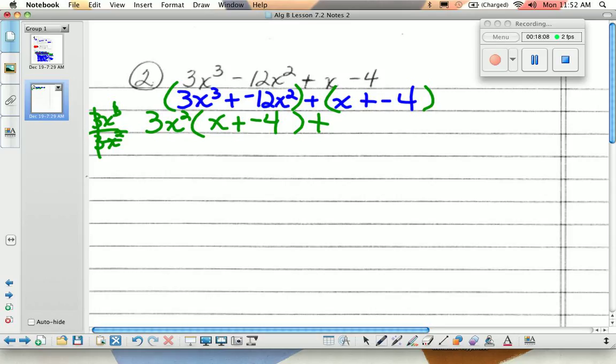What's the GCF of the next group? 1. And we have to write it. Remember how sometimes we actually have to write that GCF of 1. Sometimes we do. So this is one of those times we have to have a GCF, even if it's just 1, it's okay. So x divided by 1, x. Negative 4 divided by 1, negative 4.